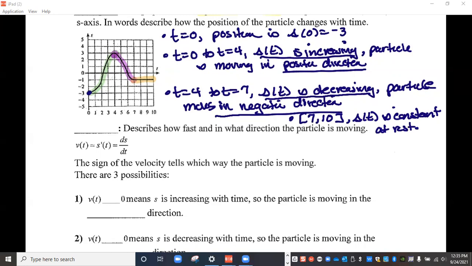So any questions when you're given the position function, how you know if a particle is moving in a positive or negative direction or at rest? So again, always pay attention to what graph they're giving you.